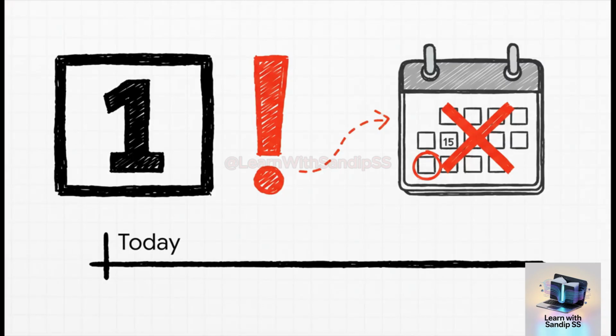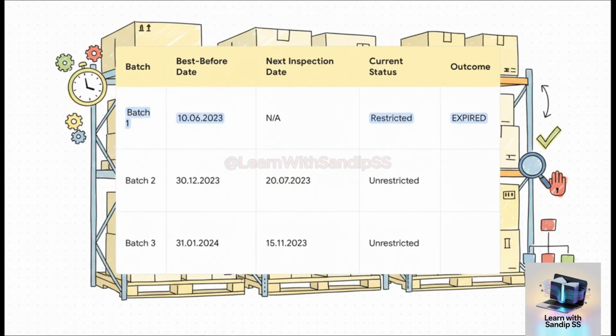First up, we've got batch 1. Now, like we saw, this one has a very clear, very obvious problem that the system is basically designed to catch right away. And boom, just like that. This shows you the first rule of the game. Because that best before date is in the past, the system doesn't even think twice. It immediately flips the batch status from unrestricted over to restricted. This instantly puts a stop to anyone trying to use it.